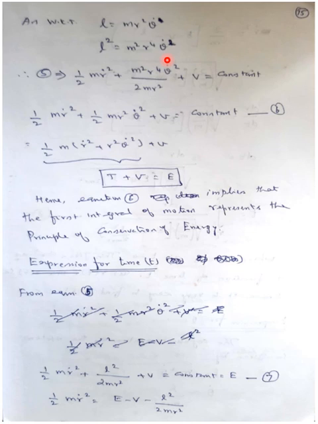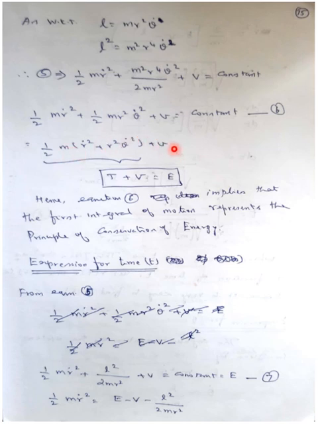This is nothing but the kinetic energy. This is nothing but the potential energy. Hence, this equation 6 represents the first integral of motion, representing the principle of conservation of energy. That is, the total energy will be equal to the combination of kinetic energy plus potential energy. Do you understand this? So, the first integral of motion represents the principle of conservation of energy.